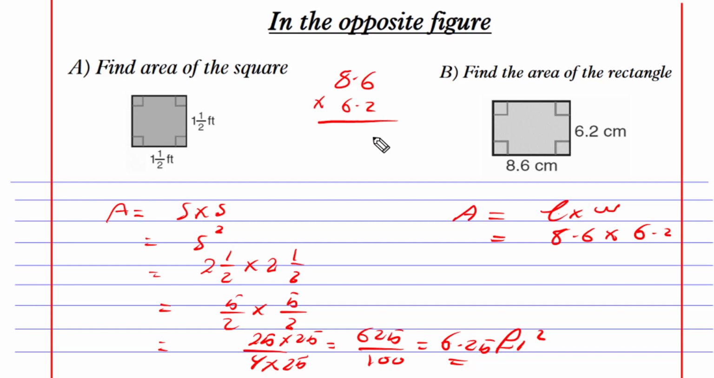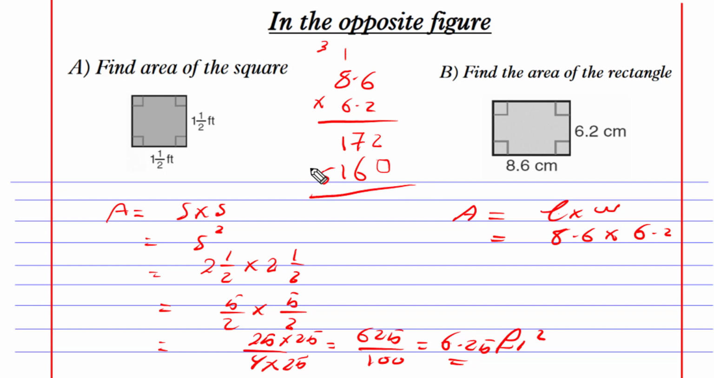2 times 6 equals 12. Write 2 and keep 1. 2 times 8 equals 16. 16 plus 1 equals 17. Don't forget to write 0 in the ones place. 6 times 6 equals 36. Write 6 and keep 3 up. Now 6 times 8 equals 48. 48, guys, plus 3 equals 51.